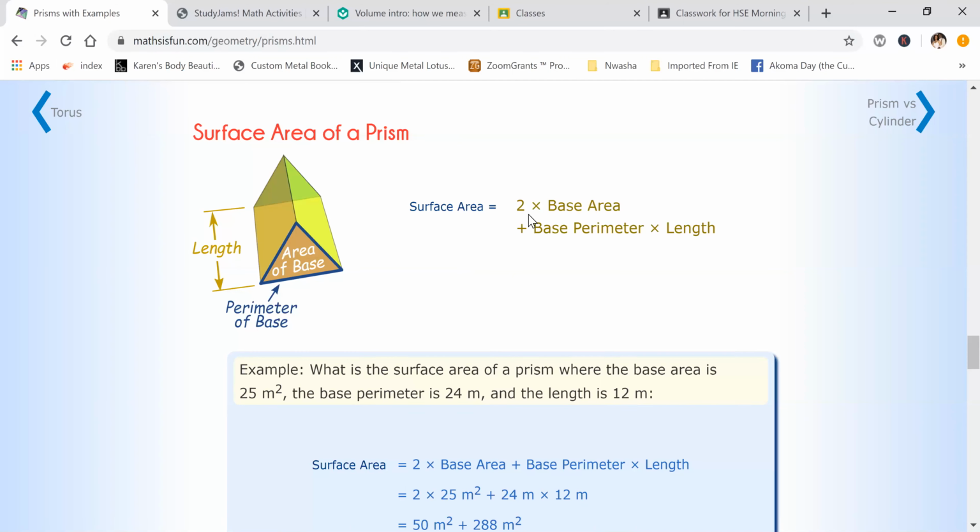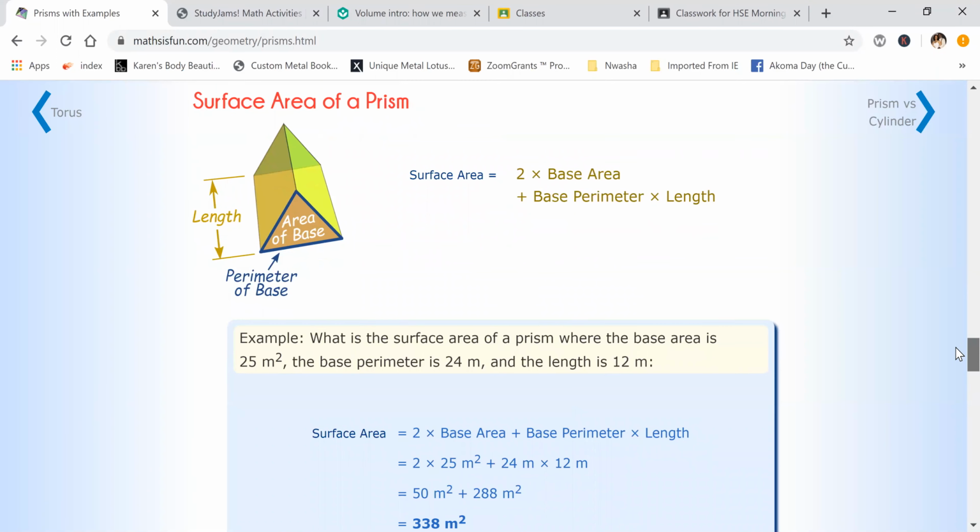So this is 2 of whatever the base area is, plus the base perimeter times the length. So when they're saying this base perimeter is what they mean, times the length is how you're going to get the surface area at the bottom.